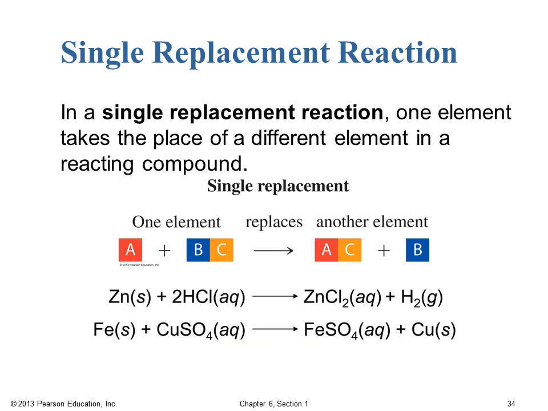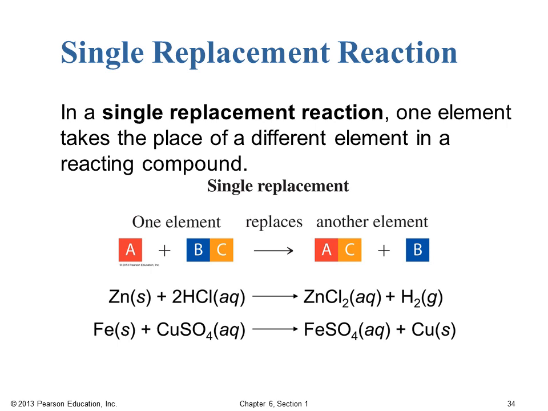Single replacement is when you have one element just replacing an element in the other reactant. It's like you're doing a single switch. Here we have zinc reacting with hydrochloric acid. In this single replacement reaction, the zinc takes the place of the hydrogen. They're just doing a single swap. So you have an element that's by itself taking the place of an element that's in a compound.